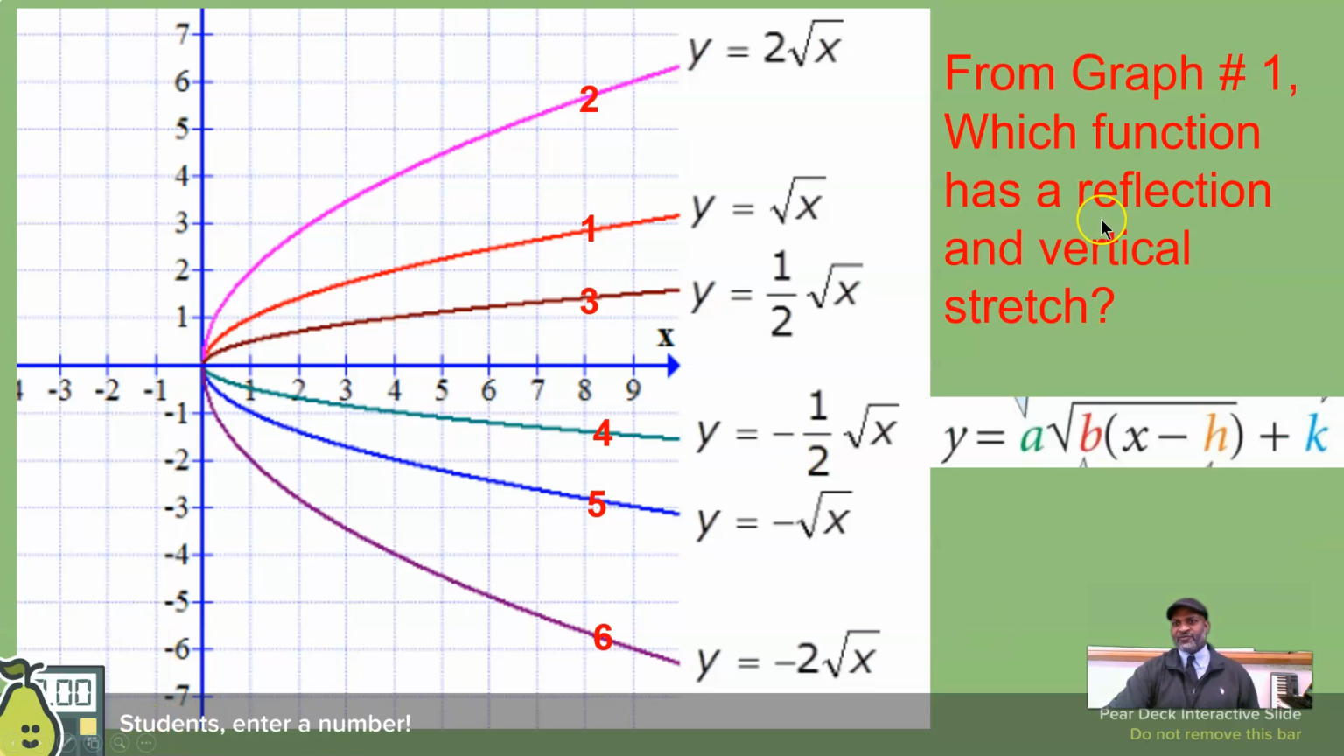And so which function has a reflection and a vertical stretch? The answer here is a reflection, so it's got to have a negative sign, but then it's also a vertical stretch because that's bigger than 1. So 6 is the answer to that.